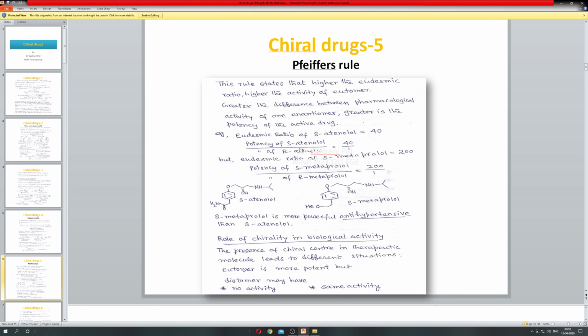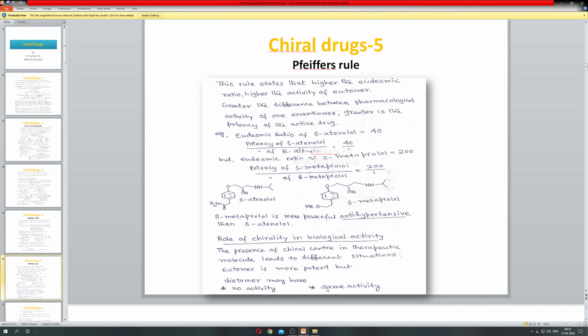Now what about the distomer? The distomer will have a variety of properties. So what properties can the distomer exhibit? Let us discuss one after another. Now case number 1, the distomer may have no activity. It may not show any activity.